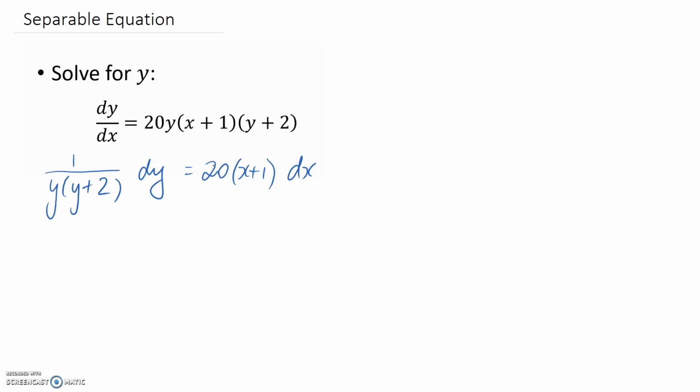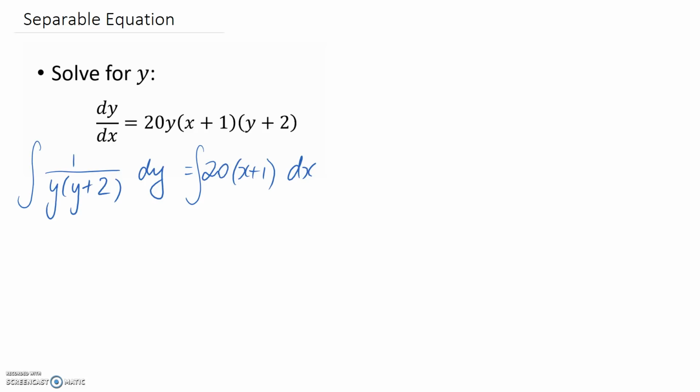So now that I've got my variables separated across the equal sign, what I can do next is integrate. If I integrate both sides, that means that they're still going to be equal. And this one here, if we expanded the brackets, it would be y squared on the bottom line.